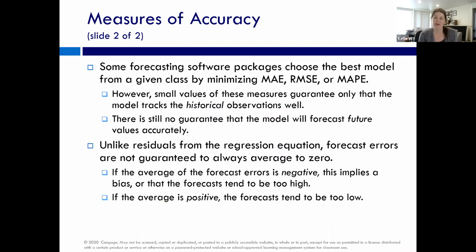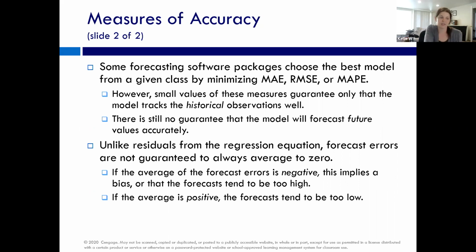We generally use software packages to calculate these things, and they will choose for us the best model that minimizes these errors. With regression, we were minimizing the least squared error. Here we're minimizing one of these three error terms. But we're still only guaranteeing that we are fitting a model well to our historical data. There's no promise that it's going to fit future data well.